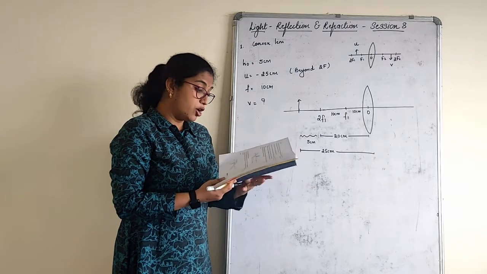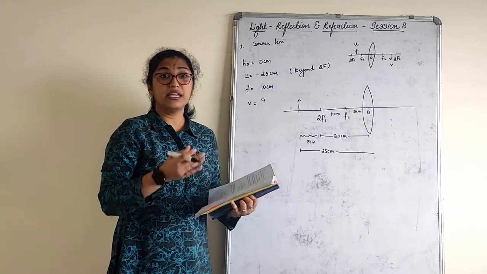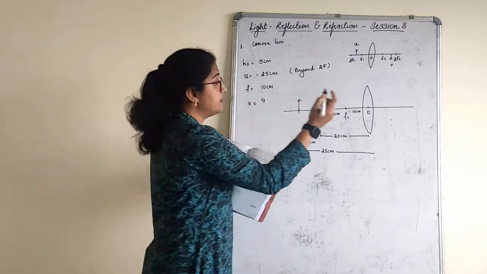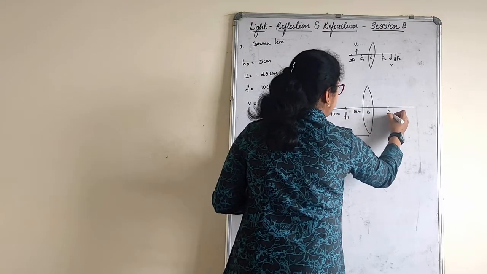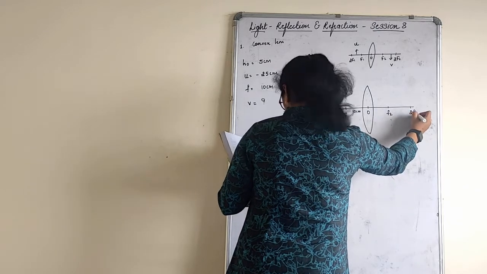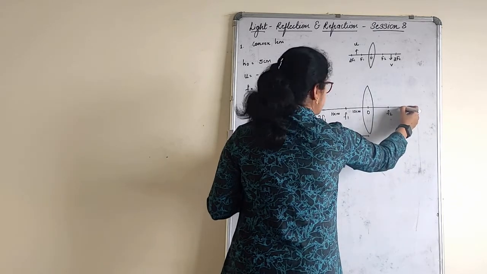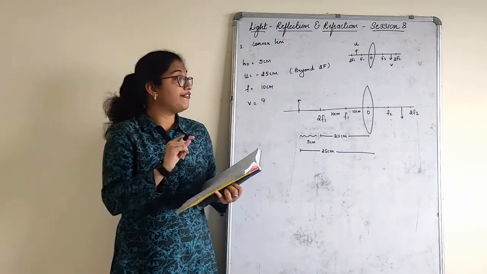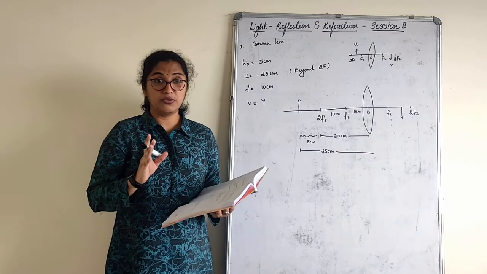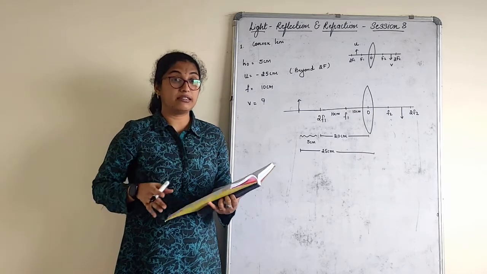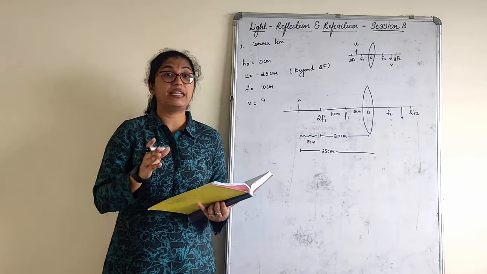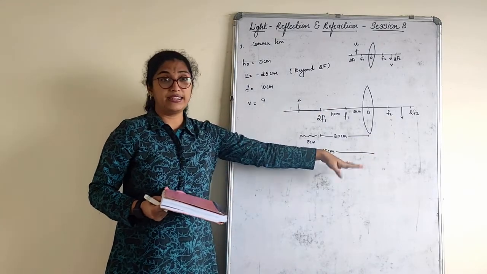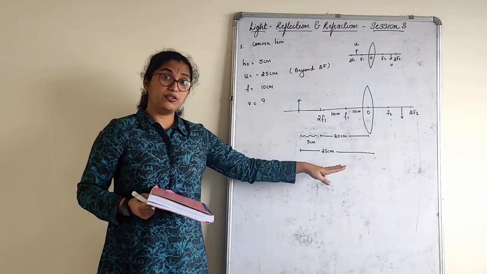So whenever you keep the object beyond 2F, according to our ray diagram, where is the image formed, children? This is my F2, this is my 2F2. So image formation is done between F2 and 2F2. Is that true? So just try to recall the ray diagram. Your ray diagram should be very perfect here. That means we can also answer this orally, right? Understood the main concept of this numerical part?